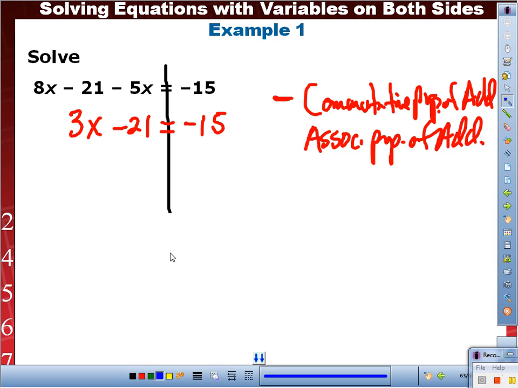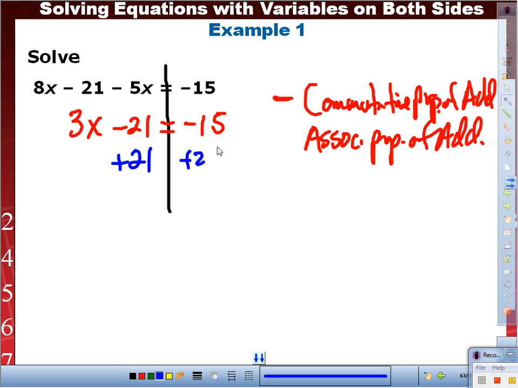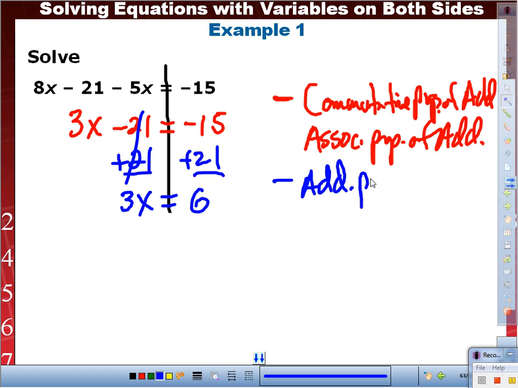What's the next step? Add 21 to each side. That leaves us with what, Brisa? What property did you use for that? What did you do to each side? You add it, so what is that property called? We just wrote them down on the paper, right? Everyone, when we add something to each side, it's called what? Addition property of equality. All right.